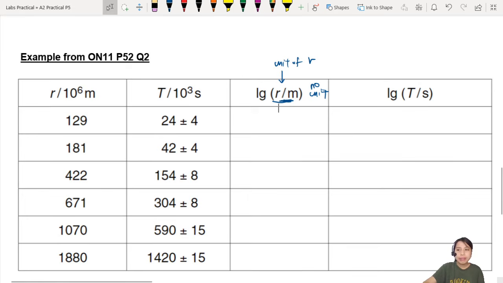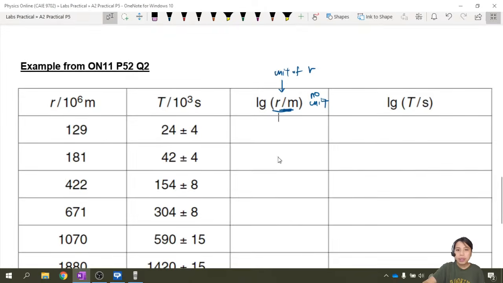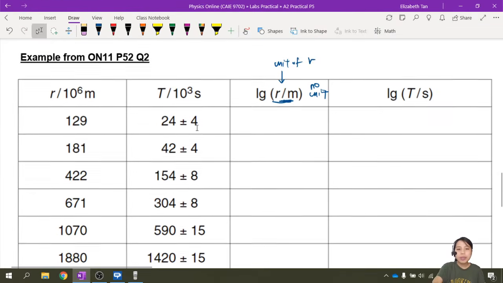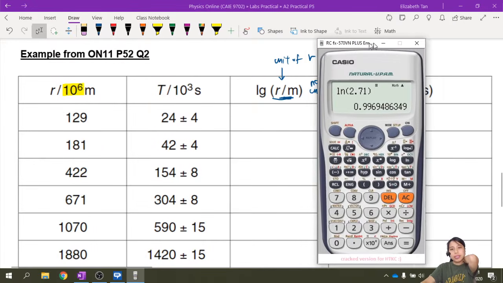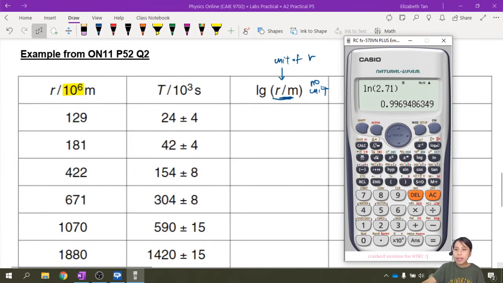129. How to calculate? Okay, first thing, highlight or circle all the prefixes so that you don't make a mistake. This is 10 to the power of 6. Please remember that. Okay, so we do take a calculator, behind me, nice and big. Okay, what are we doing?